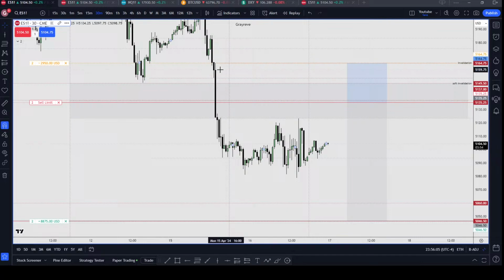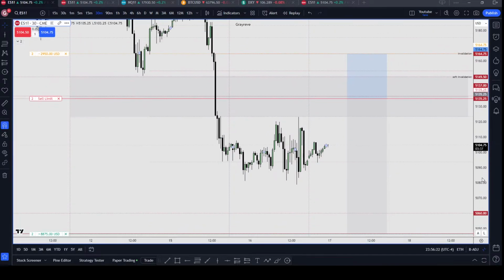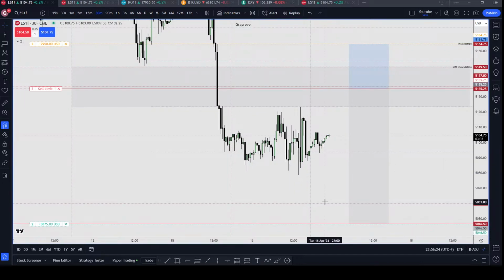This terminus invalidation, or I don't know how you would call it, but true invalidation, yeah, maybe that would be a good term, right? So true invalidation right here, soft invalidation right here, my entry is right here, somewhere around the consequent encroachment of the daily fair value gap. And then my targets would be, initial target number 1 would be the monthly fair value gap, and then terminus would be 3R basically. Okay, so that's how I'm going to play it, right?